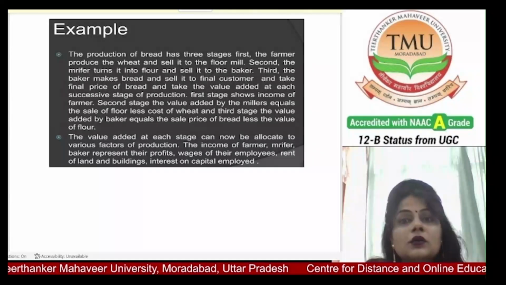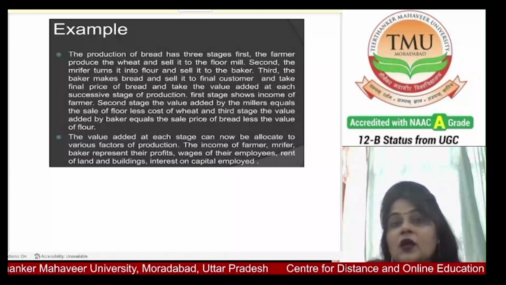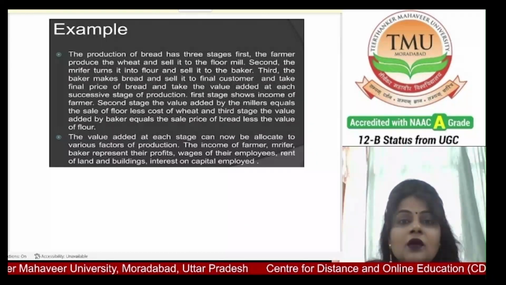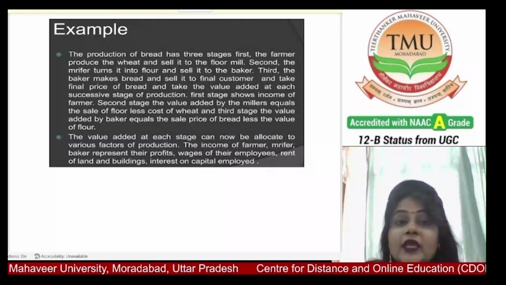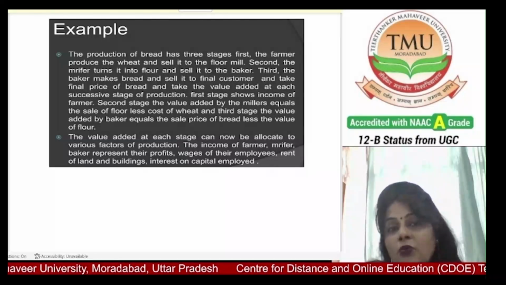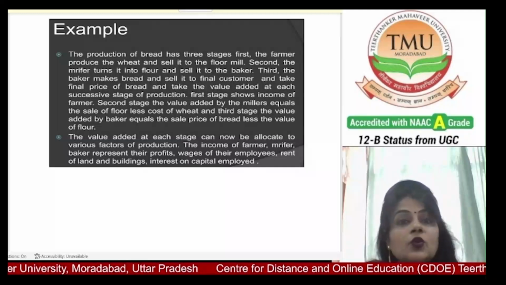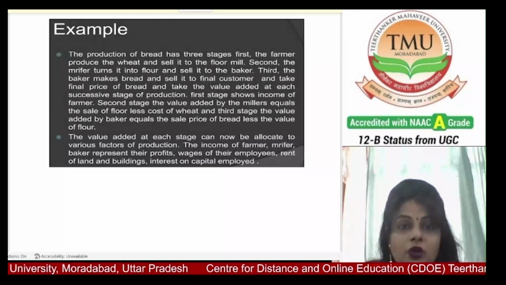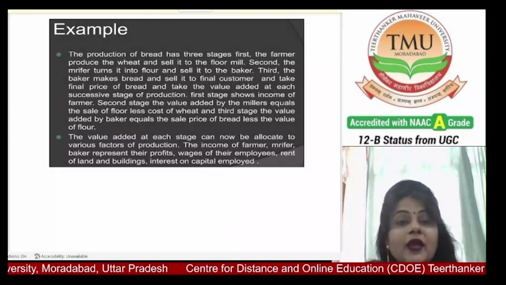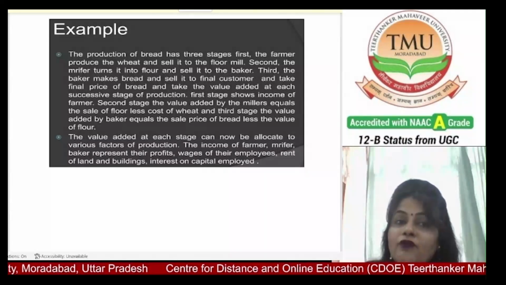Third, the baker makes bread and sells it to the final customer at the final price of bread. Take the value added at each successive stage of production. The first stage shows the income of the farmer. At the second stage, the value added by the miller equals the sale of flour less the cost of wheat. At the third stage, the value added by the baker equals the sale price of bread less the value of flour.